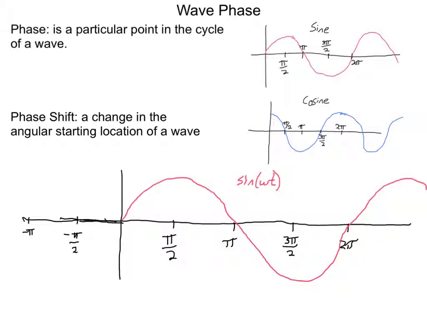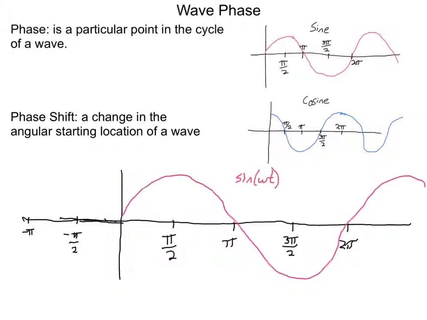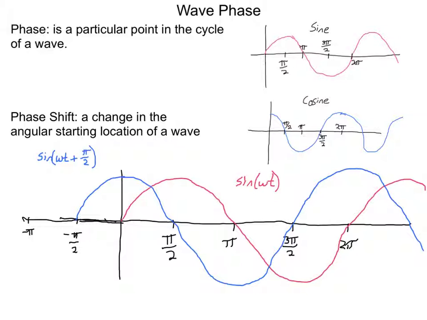Now, phase shift deals with whenever you actually change the starting location of the wave. So here's a standard sine graph, once again in red, sine omega t here. But if I slide it back here, I have changed its starting position, I have changed its phase, and I'm actually going to draw that in for you in a different color. So now by sliding the sine graph to the left, starting at negative pi over 2, I actually have shifted the phase, and the equation for that is sine omega t plus pi over 2.